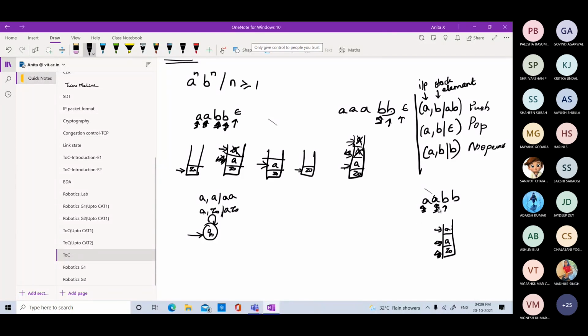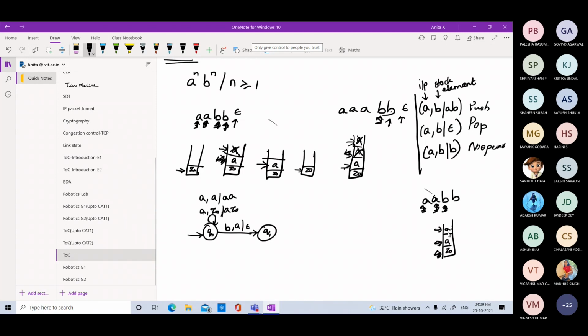After these, I should not have a sequence of A's, right? I should not perform push operation. So I will be moving on to another state. If I encounter a B, that is my input symbol is B, my stack symbol is A, I'll be performing epsilon. I'll be in state Q1.